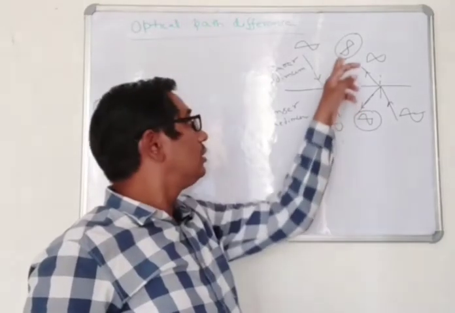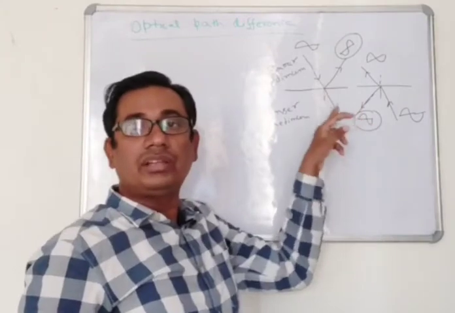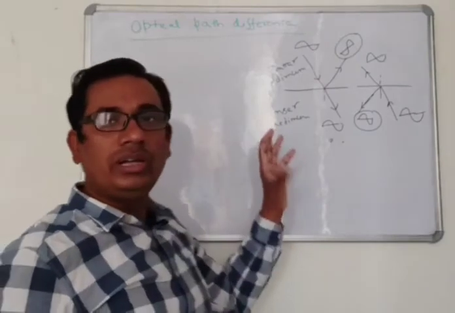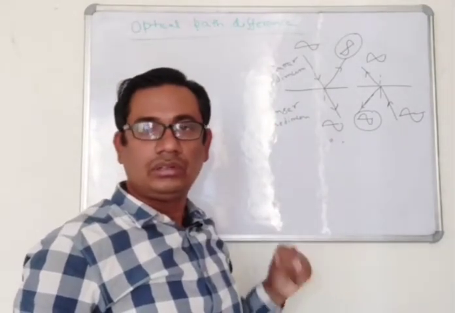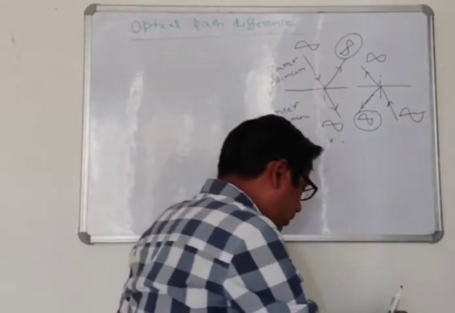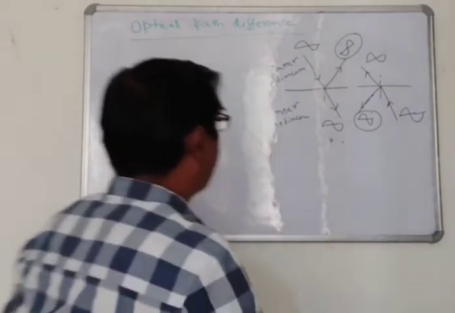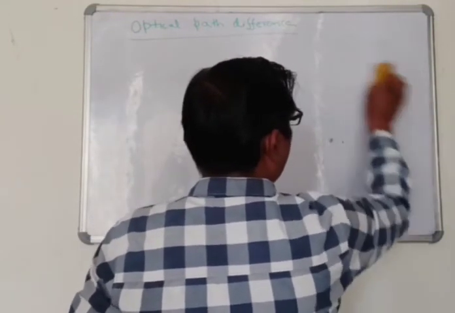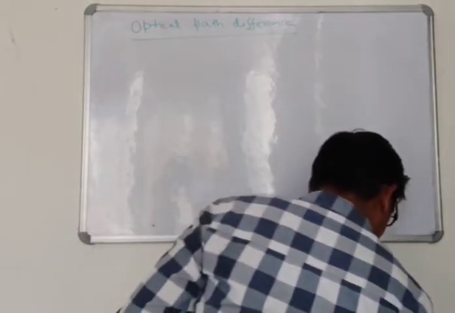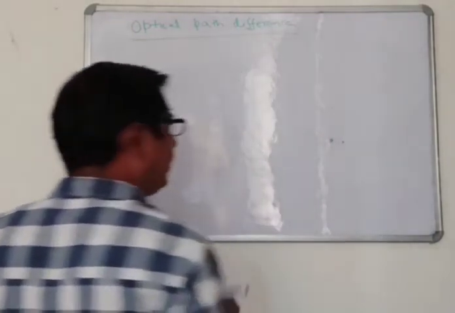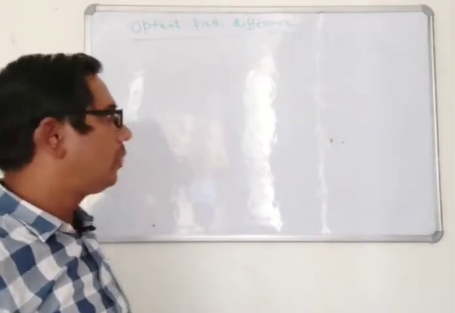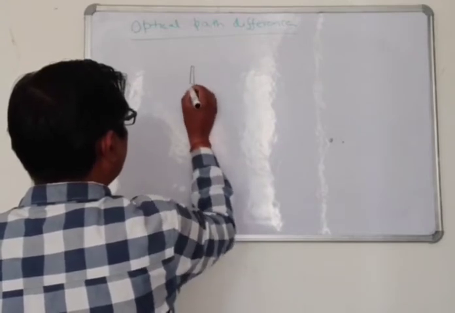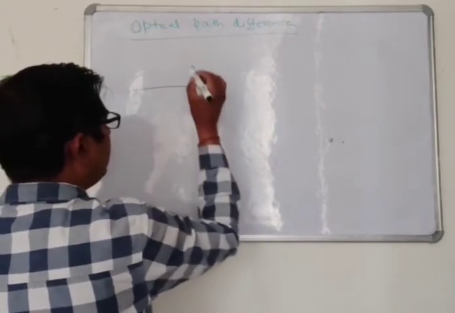This difference will be considered in the optical path difference. Now the question is how it will change. You can understand it better if you assume a rope with a free end and a fixed end. Suppose here I have a rope like that, here is a free end.